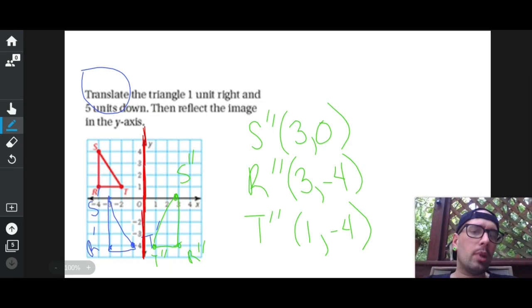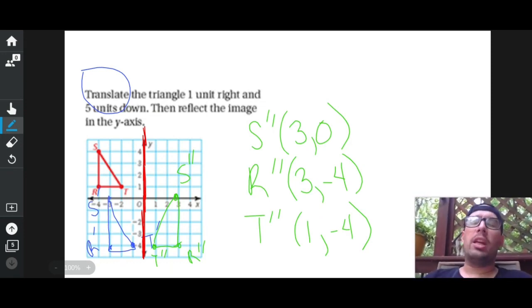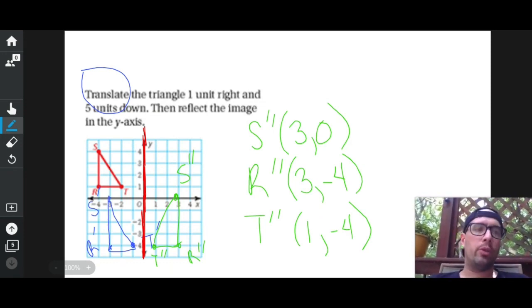There you have it. Reflections. All it is, you're just taking a shape and making a mirror image wherever it tells you to.